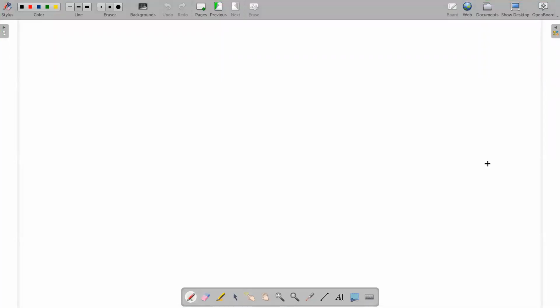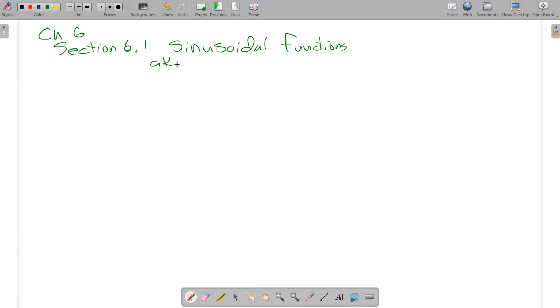So we are playing around with chapter 6, section 6.1. Sinusoidal functions, also known as wave functions.